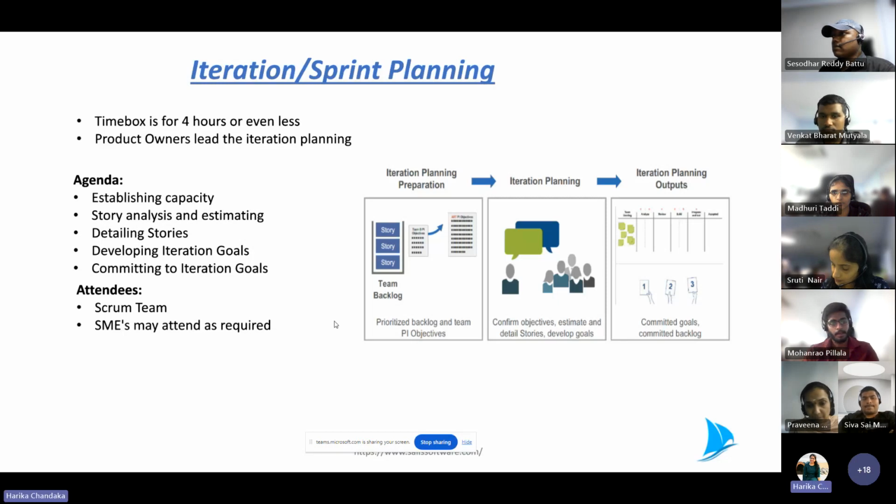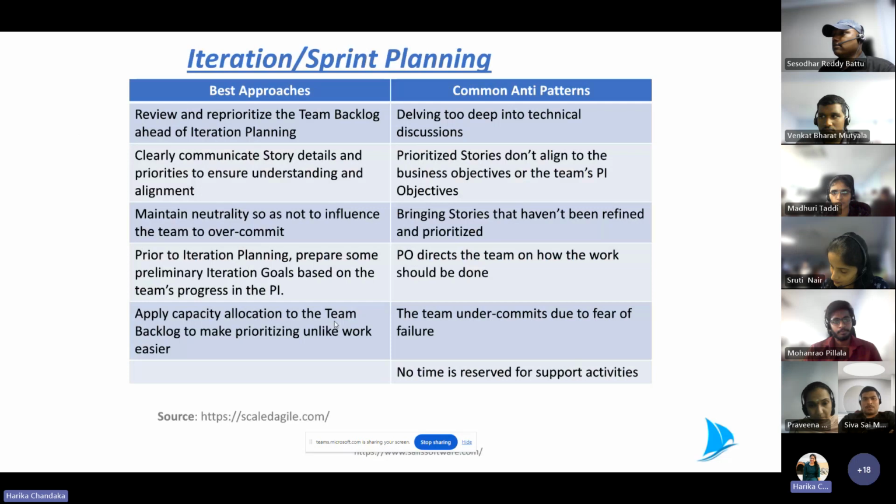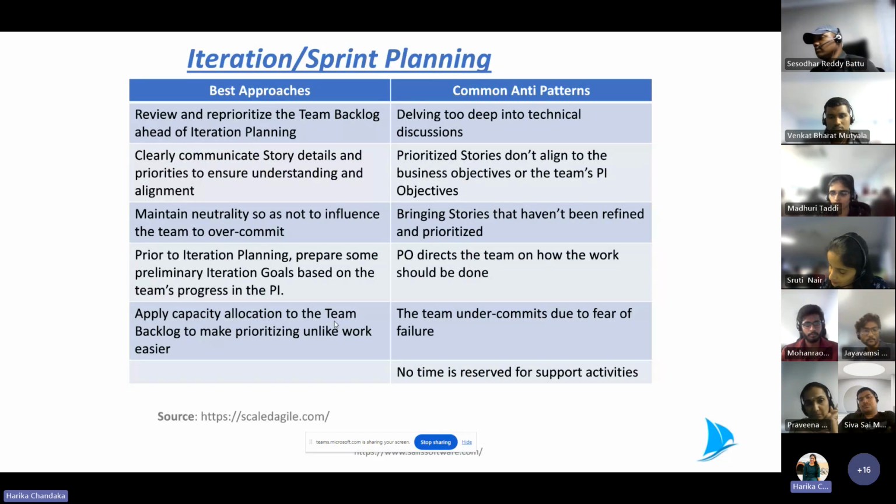Okay. Moving on to the next slide. So what are the best approaches and common do nots for a sprint planning call? The source for these is Scaled Agile, so I haven't modified anything. I would rather read them out, and in case anything needs attention, just let me know.